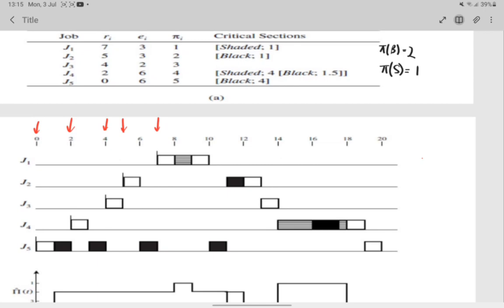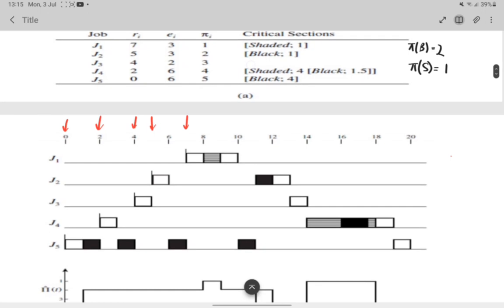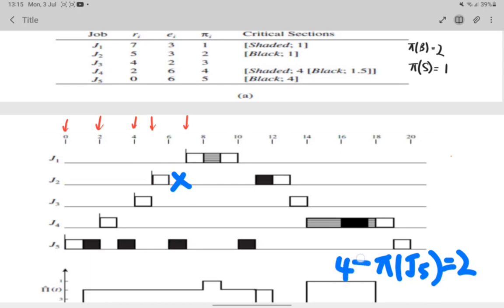But then at the second unit of job 2, it wants to access the resource black. But here we can see that the resource is currently assigned to job 5, so job 2 will get blocked. Since it's blocked, the job 5 priority will be reassigned, becoming 2, from 4 to 2. So job 5 will get executed for another unit of the resource black.